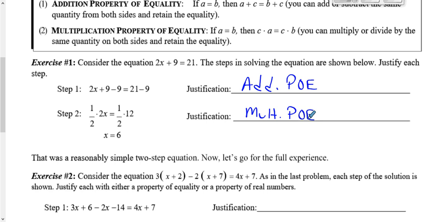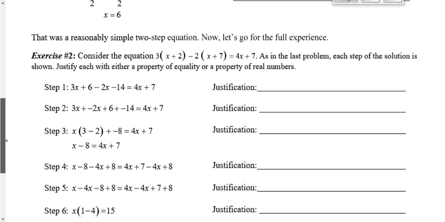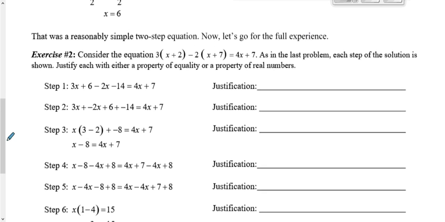Yeah, not hard. So now down here, we're going to have to pull in some of the ones we learned before, okay? So they have this equation here, right? Got stuff in parentheses. And in this first step, they took this original equation up here and did what? What did they do to get that step 1? So they used the distributive property, right? Okay?